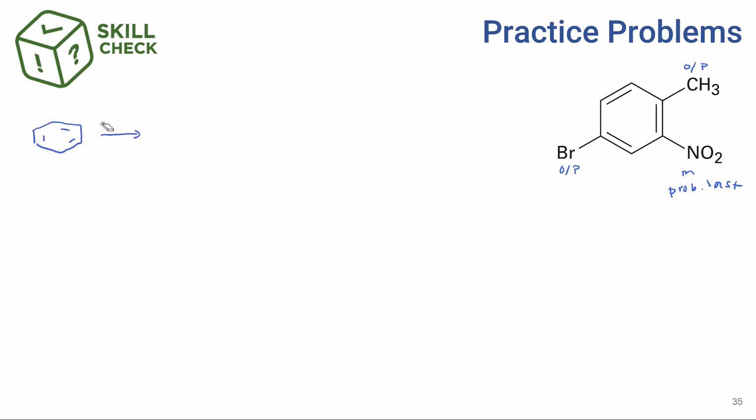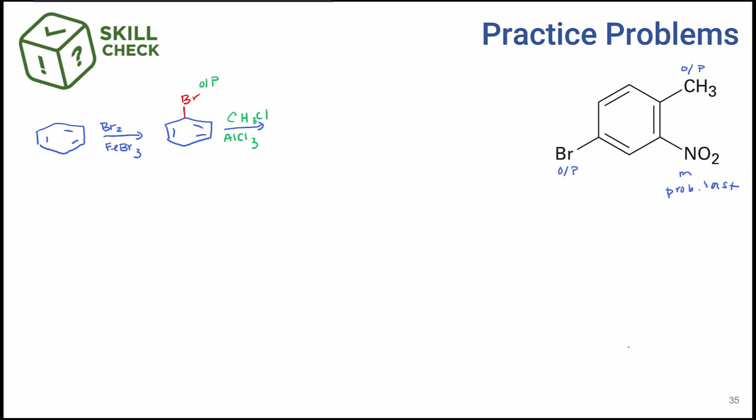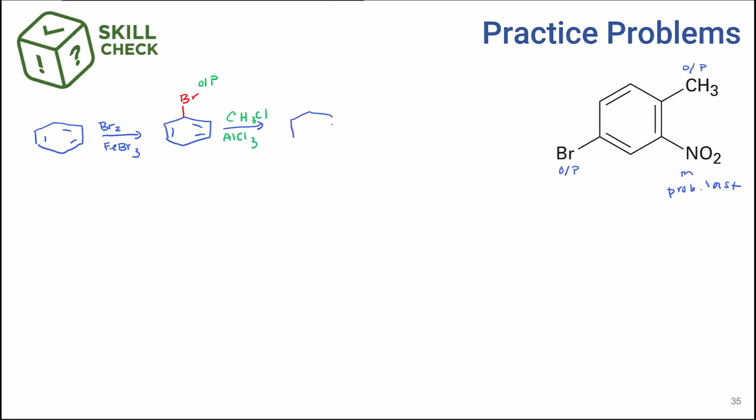So if we start with benzene, we can start with the Br. That's an ortho-para director. I can add the CH3Cl with the AlCl3. So we're going to do a Friedel-Crafts reaction. That bromine is an ortho-para director, and it's going to add the CH3 para, which is what I want. So now we have our bromine, we have our methyl group, and the last thing we need to add now is our nitro group, HNO3 and sulfuric acid. And even though the bromine is an ortho-para director, the methyl is an ortho-para director. The methyl group is a stronger activator, so that's going to be the one directing, so that will give us our NO2 at the ortho position.